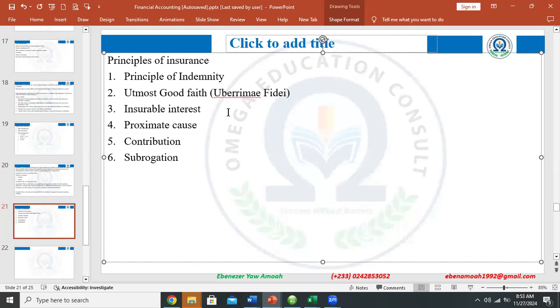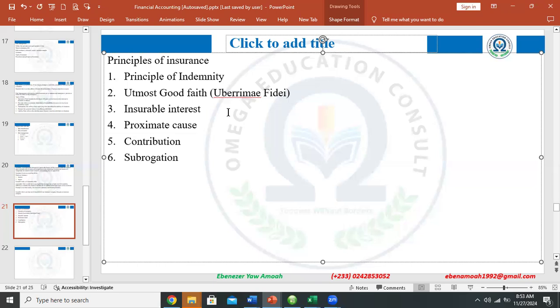Okay. So, good faith, utmost good faith. It means that everything must be disclosed. Let's say, for example, you're going to insure your car against motor accidents, and let's say your car has been involved in a motor accident before. You have to inform the insurance company that your car has been in an accident before. Every detail must be disclosed to the company.